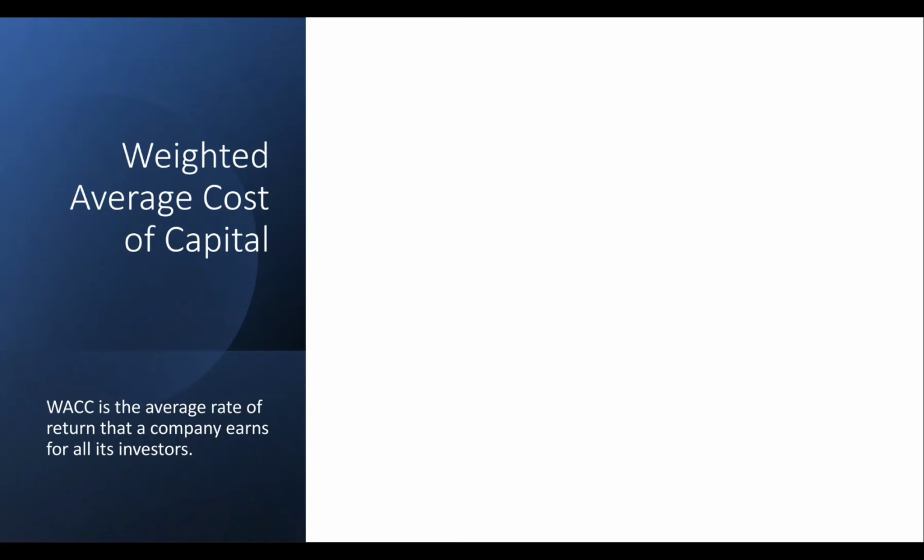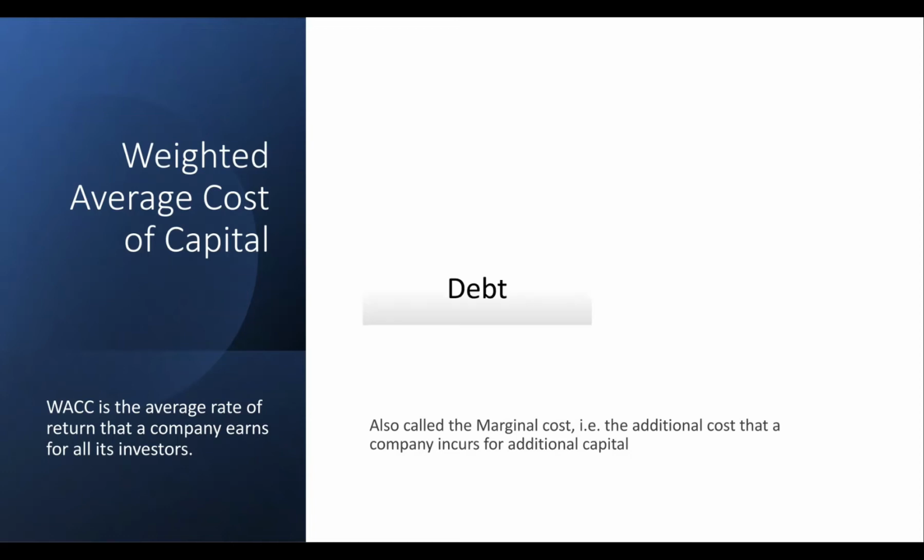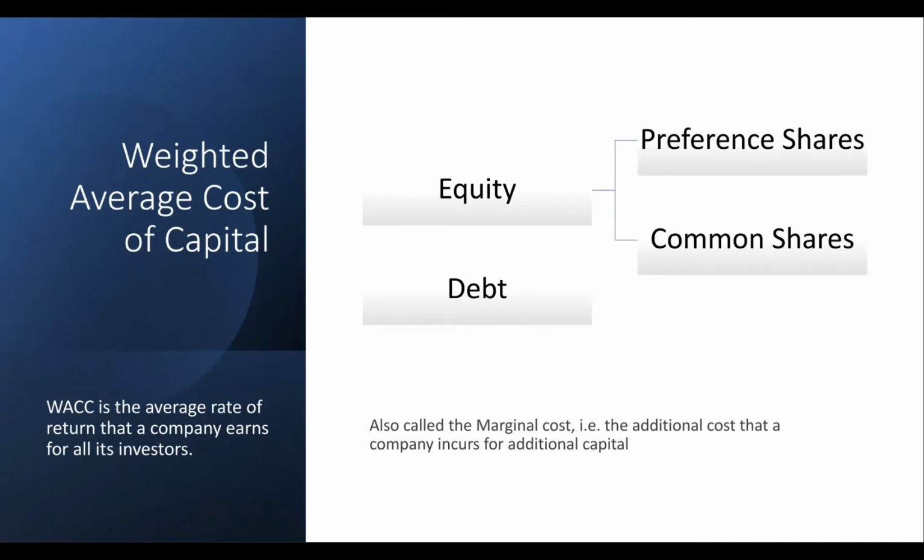WACC is also sometimes called the marginal cost of capital, as it is the additional cost that a company incurs for additional capital. And this is how the capital structure of a company looks. It mostly comprises debt capital and equity, and equity could be of two types, preferred shares and common equity. Each of these components of capital has its own cost.